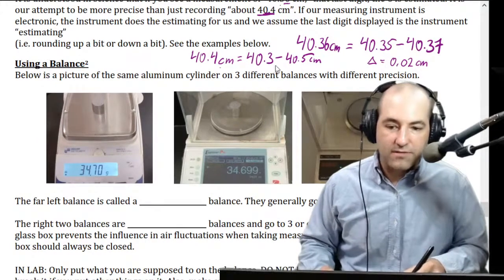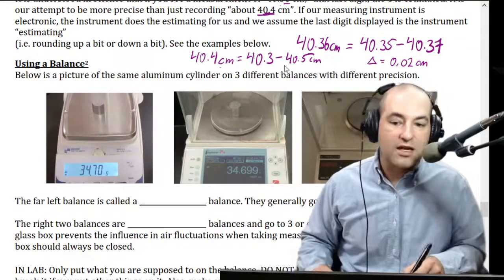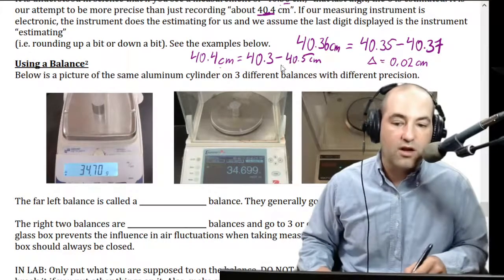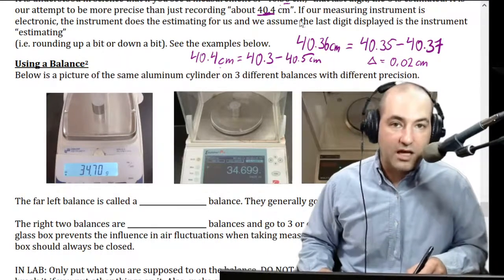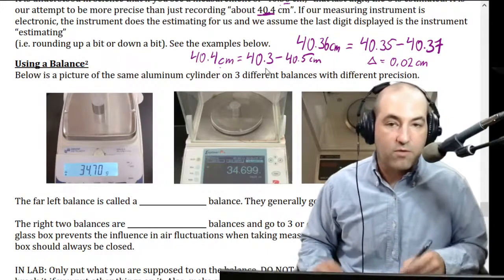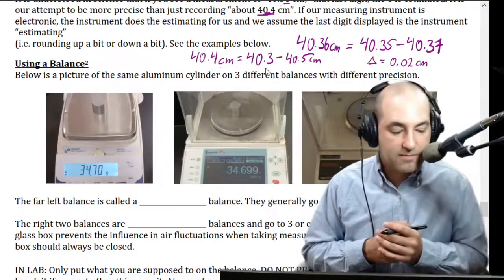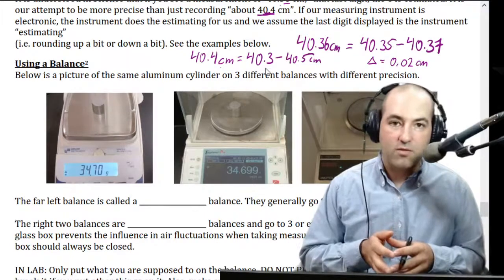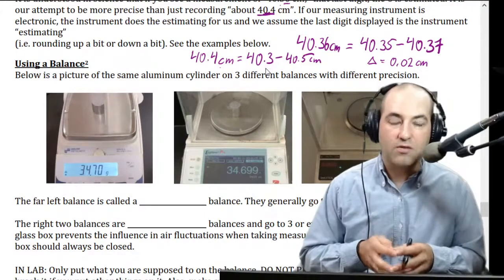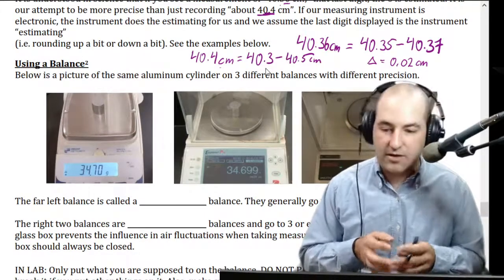So that's a much bigger difference. That's a difference of 0.2. So that's a 10 times bigger range than this one. So this measurement, 40.36, is really 10 times more precise than 40.4. We're at another decimal place. So that's why when we make measurements in the lab, we have to make sure to write down the correct number of digits as limited by our device.